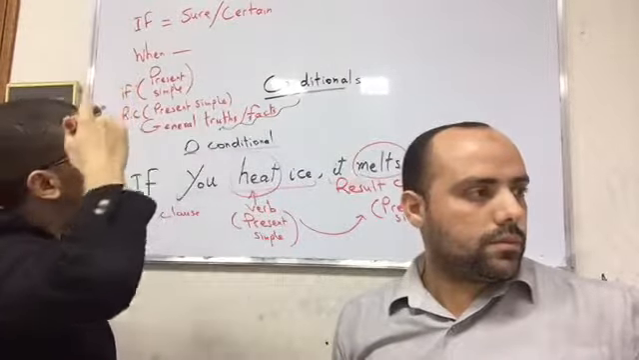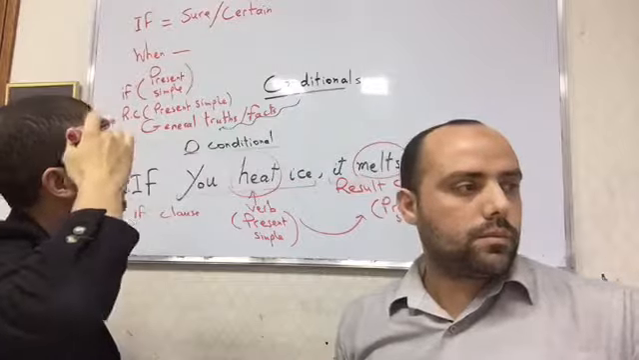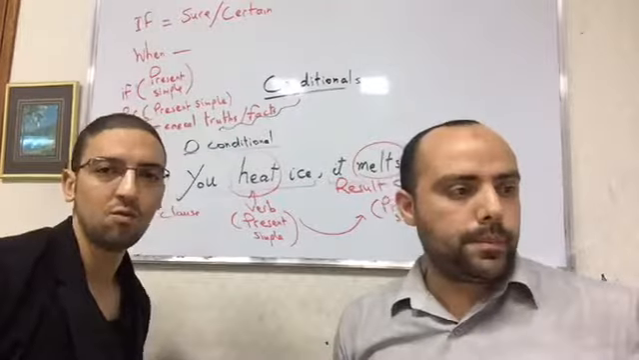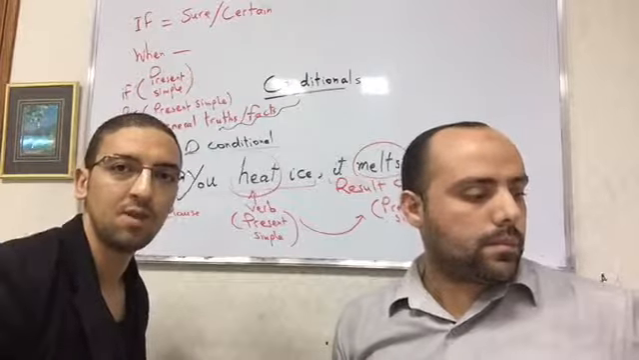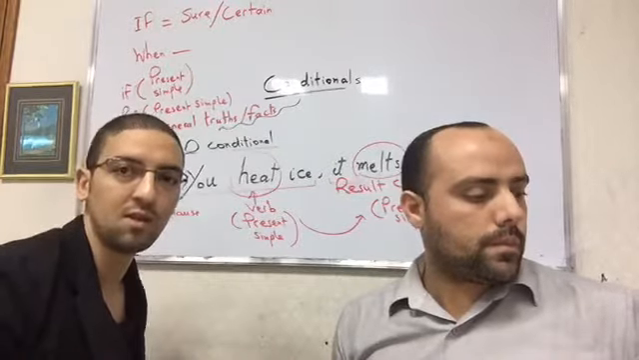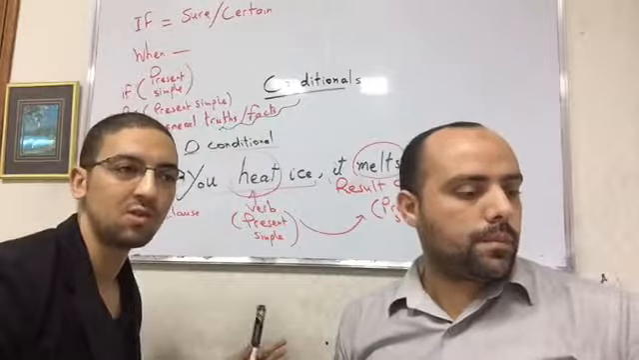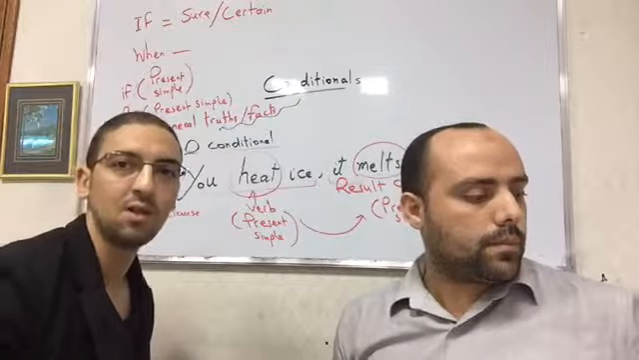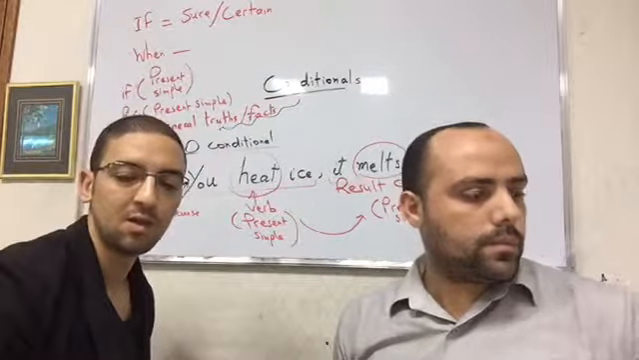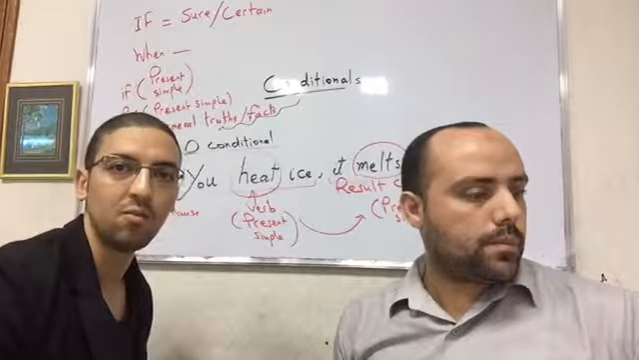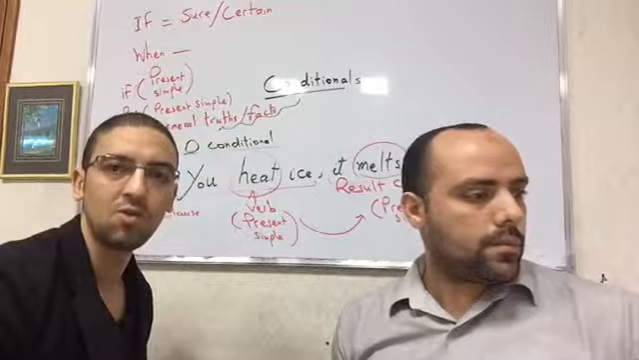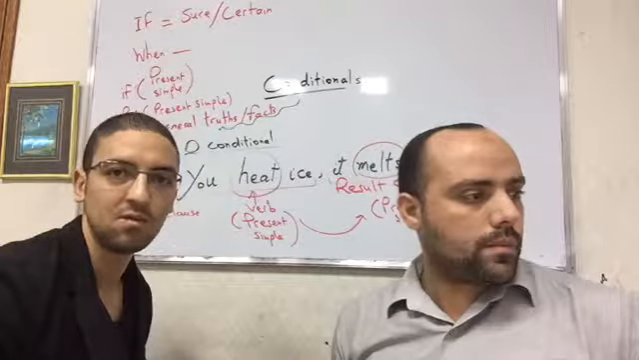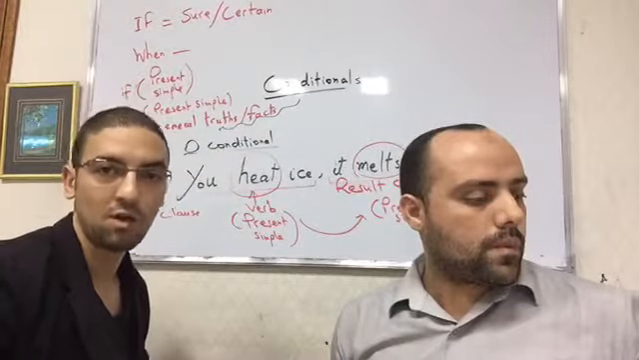And going back to your question, Mr. Hani, I think the formation of conditional type 1 is what we're going to see in a few minutes. We just use the present simple and "will" plus the infinitive. That is for possible things in the present or the future, and we don't use the present perfect as far as I'm aware.